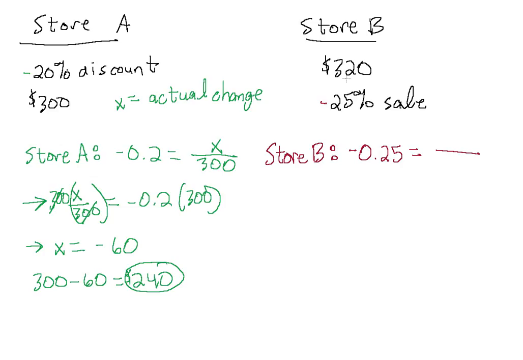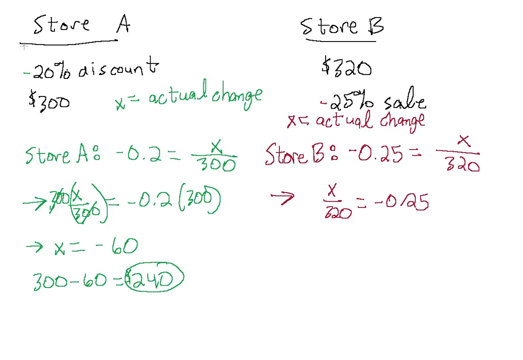Okay, now we need to find the actual change in the original amount. Again, we don't know the actual change, but we do know the original amount. It has an everyday price of $320. So we're going to let x equal the actual change. And that's what we're going to be solving for, is x. So we have x, putting our variable on the left, which I usually feel more comfortable with, and minus 0.25 on the right, and we're going to solve for x.